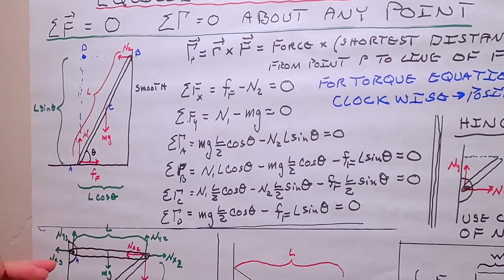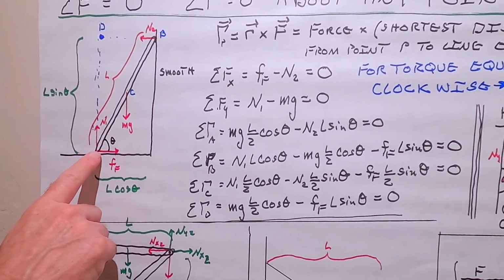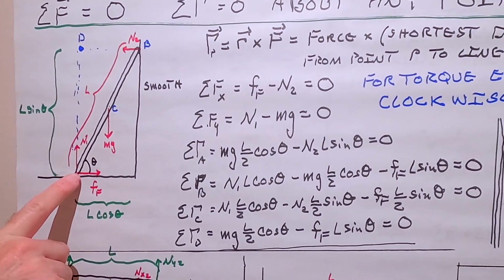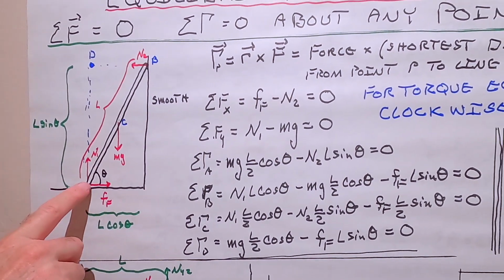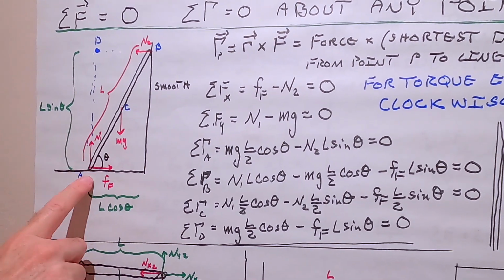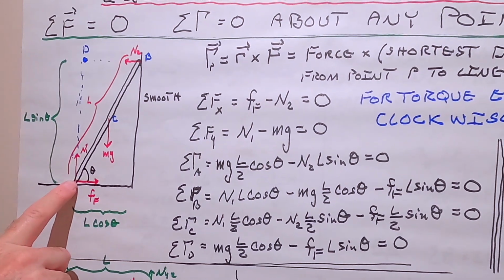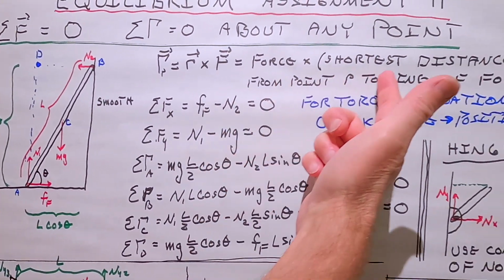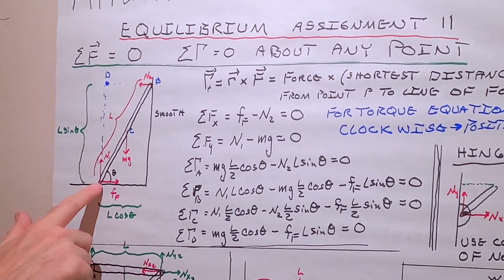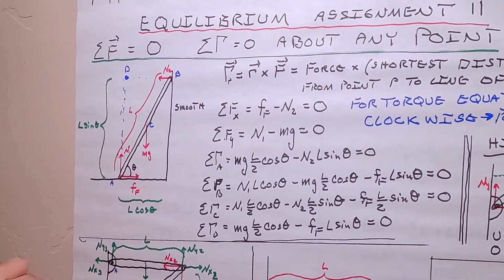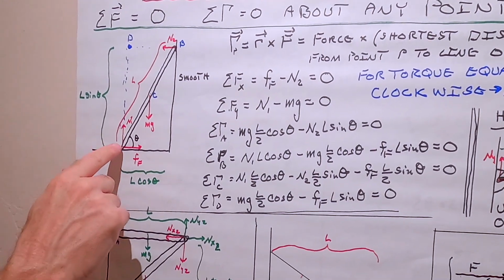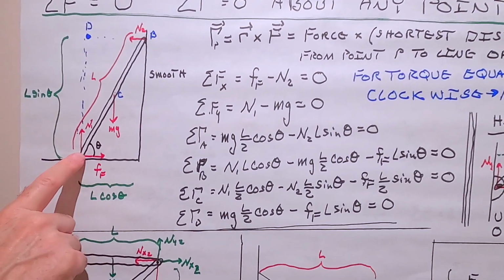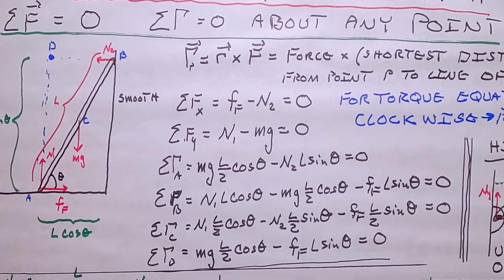I said, let's take it about this point, A. It's always good to take it where there are a lot of force vectors, because then I can ignore them. Any force that goes through these points, remember, the shortest distance from this line to that point is 0. But if you wanted to solve for these guys, you probably wouldn't want to take it here because it wouldn't be in your equation.